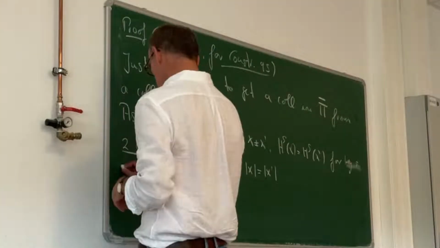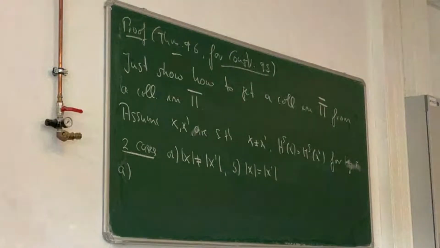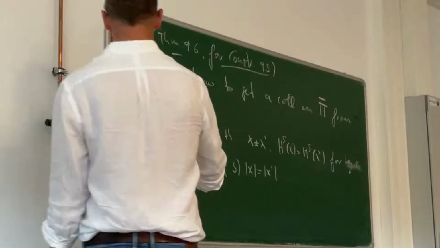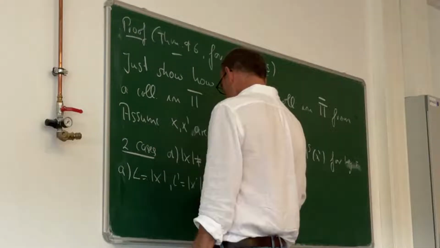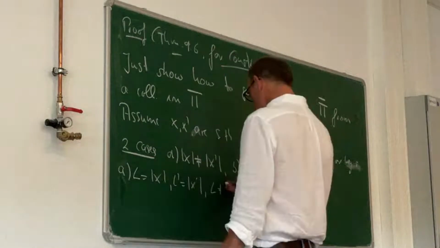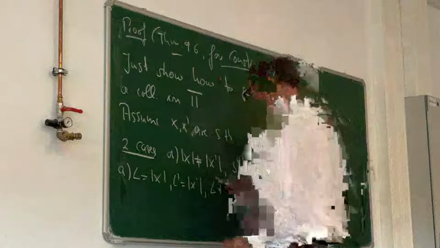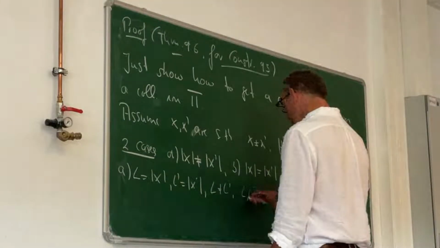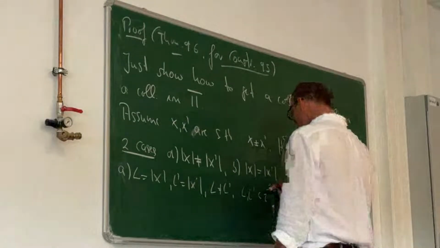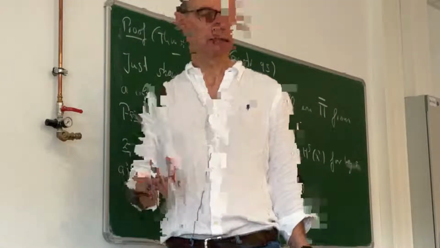This is the somewhat easier case. So we have L, say, is the length of x. L prime is the length of x prime. We know that L by assumption is not equal to L prime. But we know that both L and L prime are less than 2 to the L of n. Okay, that's a legitimate collision.